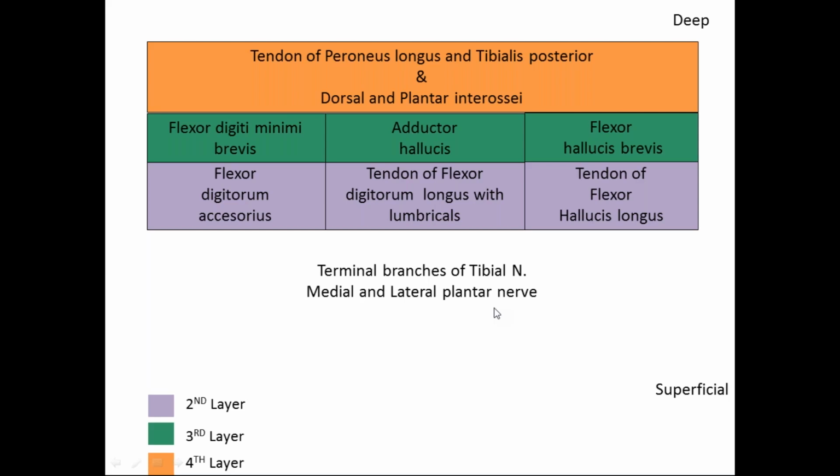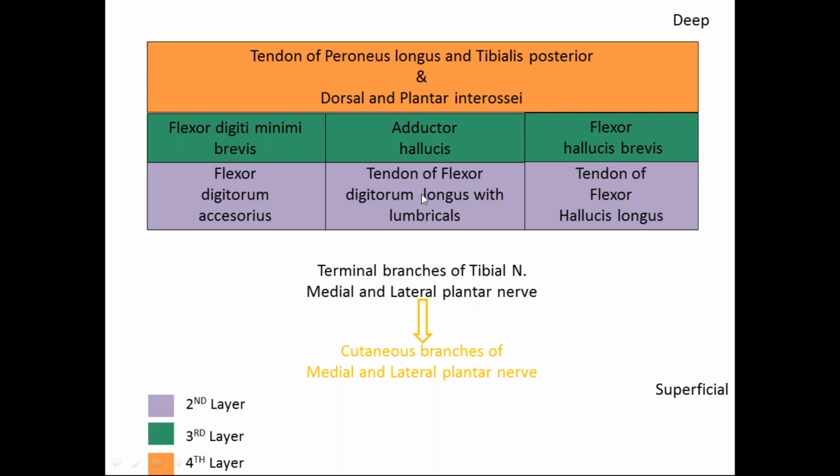Once after removing this first layer, we would be able to identify the nerves. Then we can trace the branches from this nerve which are going towards the superficial aspect. As it is going to the superficial aspect, most of the branches are going to supply the cutaneous innervation, and some of the branches will supply the muscles of the first layer.